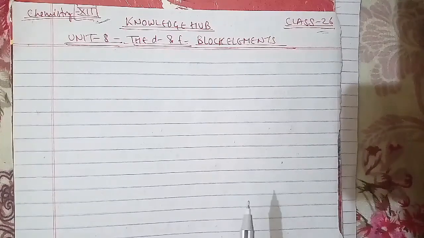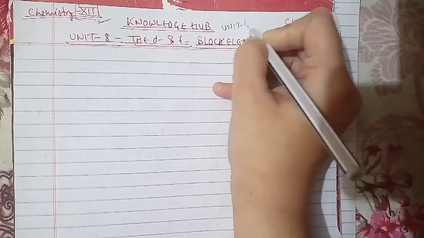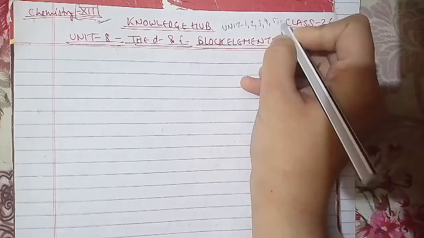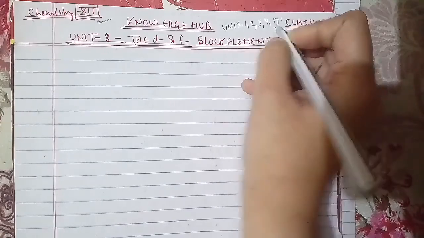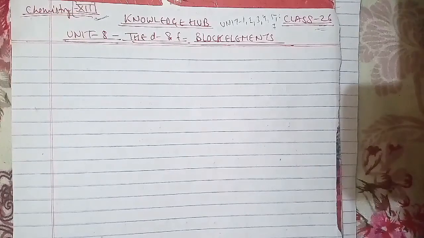Before starting with this, in the last 25 classes we had completed unit 1, unit 2, unit 3, 4, 5, 6, 7 here. This is unit 8, that is the D and F block elements, and hopefully it does not exceed more than hours, so surely we will complete this unit in this class only. This is what I can expect from my side.